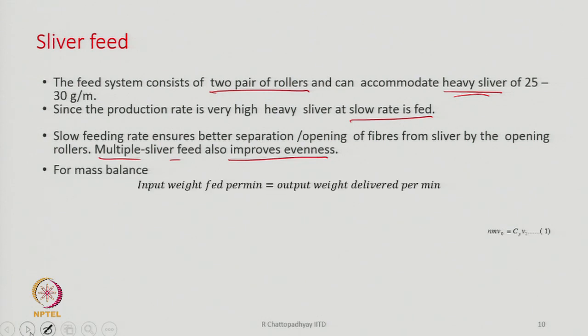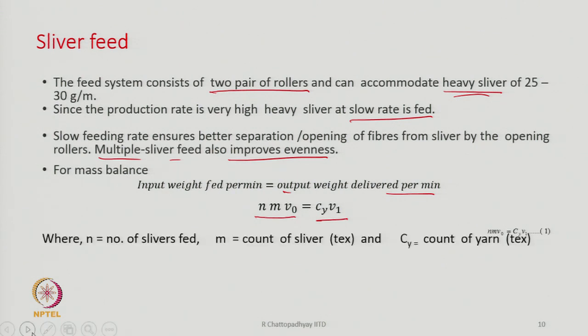For mass balance, input weight fed per minute will be equal to output weight delivered per minute. So, whatever I am feeding, the same has to be the output. Therefore, N m V0 is going to be Cy into V1. What is Cy into V1?